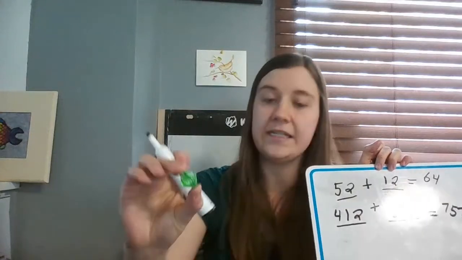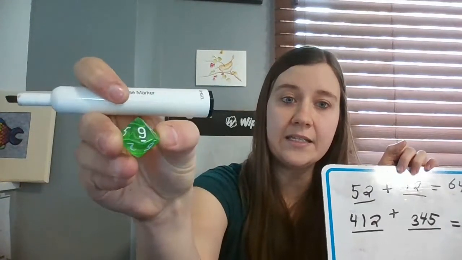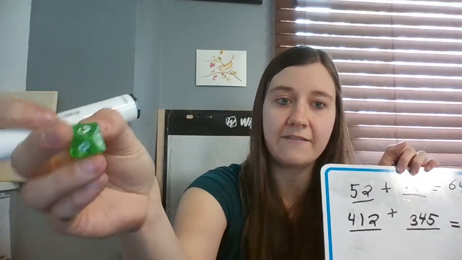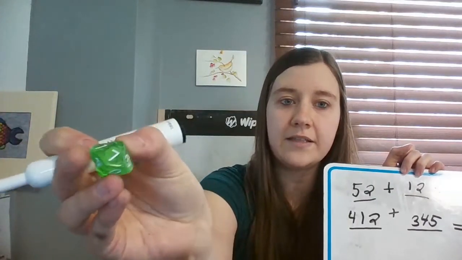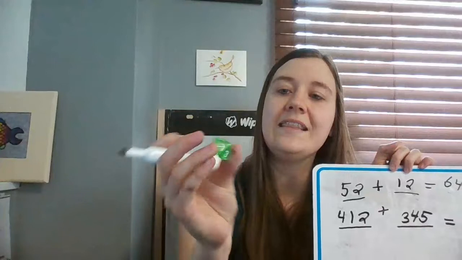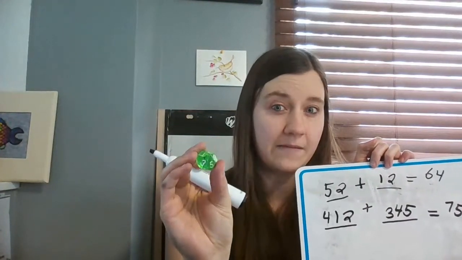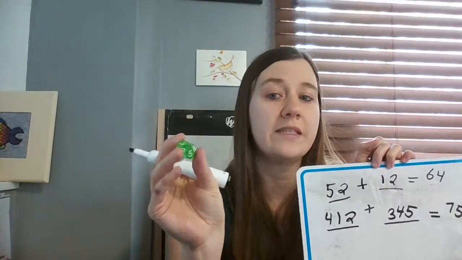I have a different die here, if you can see. This one does have a 9. It has a 5, a 3, an 8, a 0, a 7, a 4, a 1. This is a 10-sided die, so it does have numbers from 0 to 9.